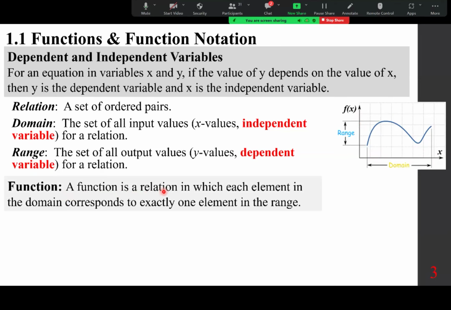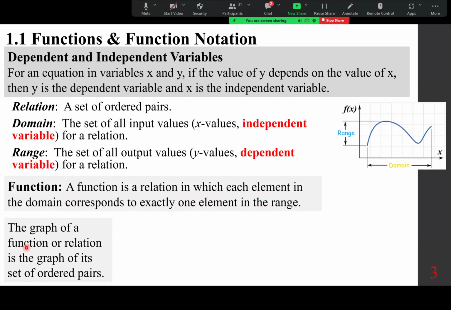Function: a function is a relation in which each element in the domain corresponds to exactly one element in the range. Meaning the x coordinates cannot repeat. The graph of a function or relation is the graph of its set of ordered pairs.